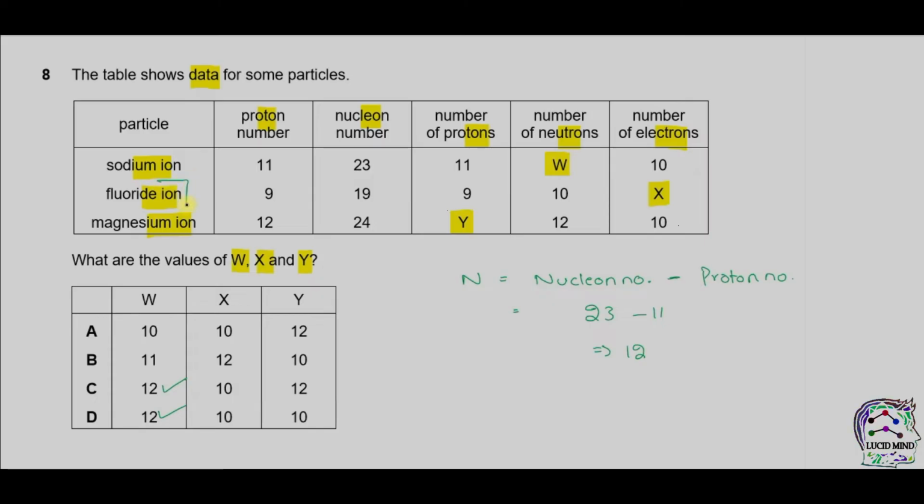Then for X, we have to find the number of electrons. As this is an ion, we know that it must have gained an electron because fluorine is from group 7 of the periodic table. It is a non-metal, so therefore non-metals gain electrons. And as there are 7 electrons in the outermost shell, it needs one more electron to complete the octet. So therefore fluorine will gain 1 electron. If proton number is 9, then number of protons is 9 and number of electrons must be 9 plus 1, which is equal to 10. And this is for fluoride ion.